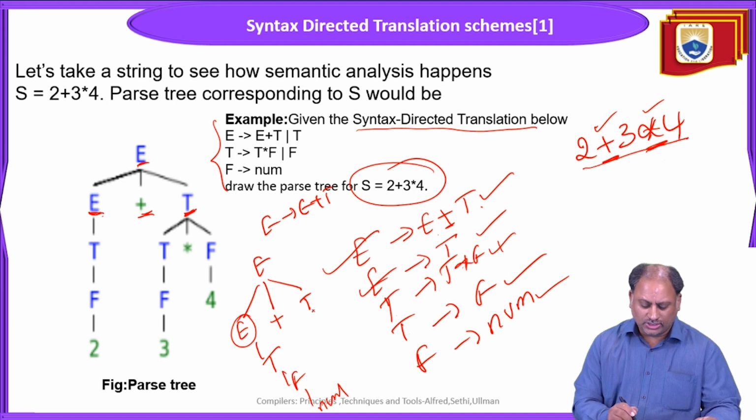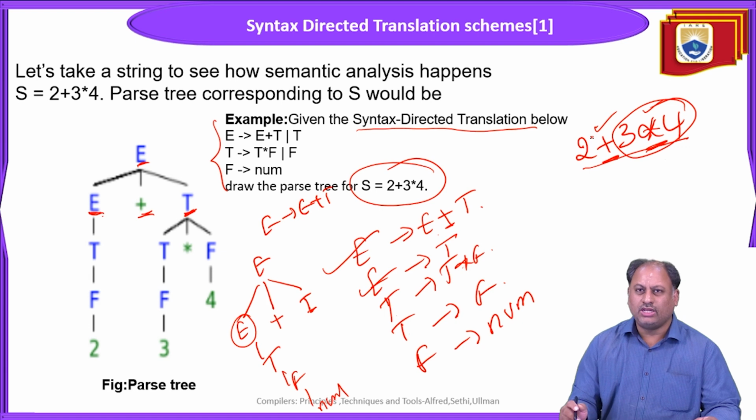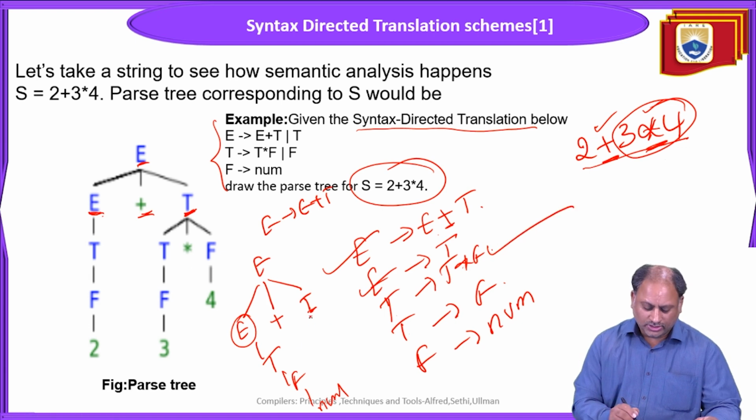Whereas when it comes to the right side T, here we get two options for the derivation of T: either T star F or F. Why? Because here in the string we require a star notation. So that's why we will consider T star F. T derives T star F.